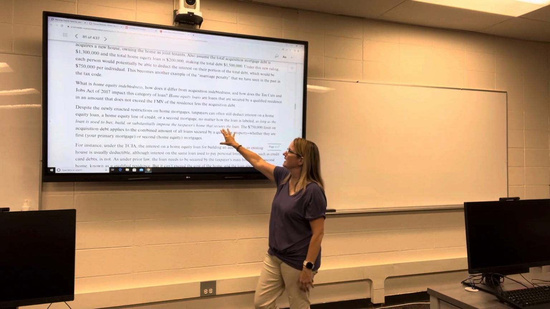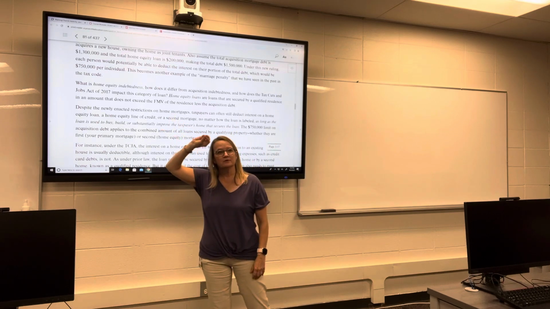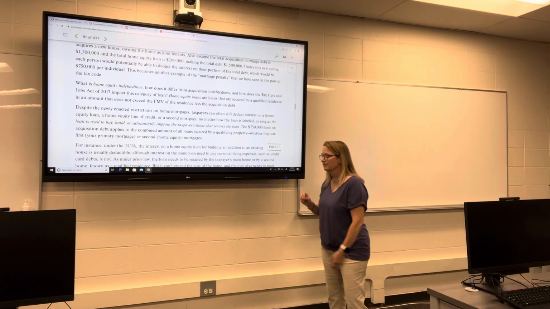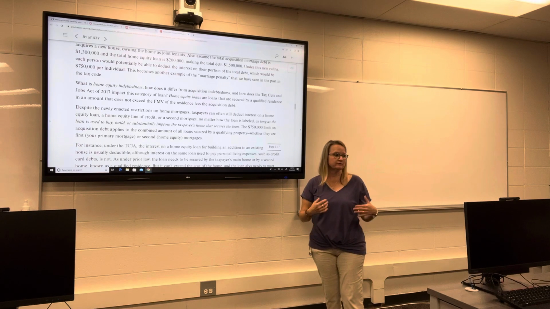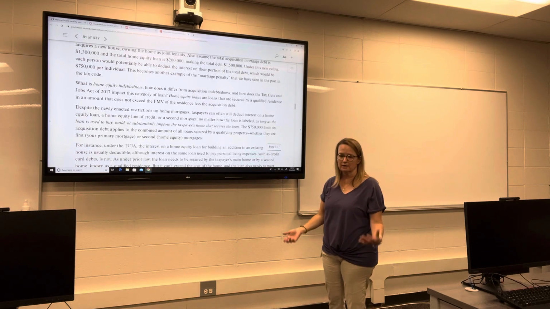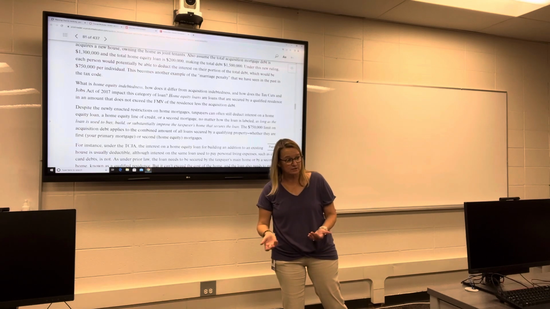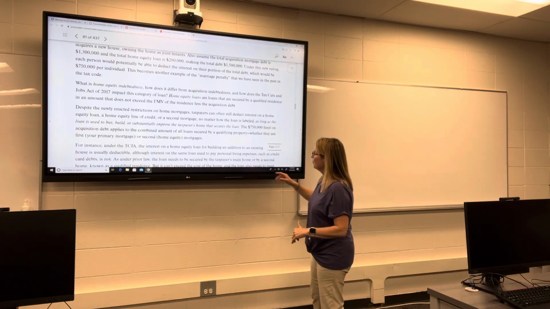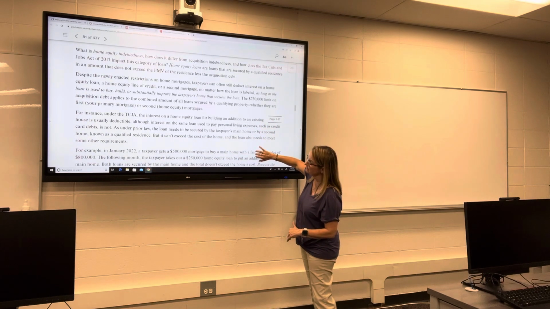Talked a little bit about home equity. If you use that loan to improve the property, then the interest is deductible. If you use it for other purposes, buying a car, paying for education, paying off credit card debts, then it is not deductible for the mortgage interest deduction.